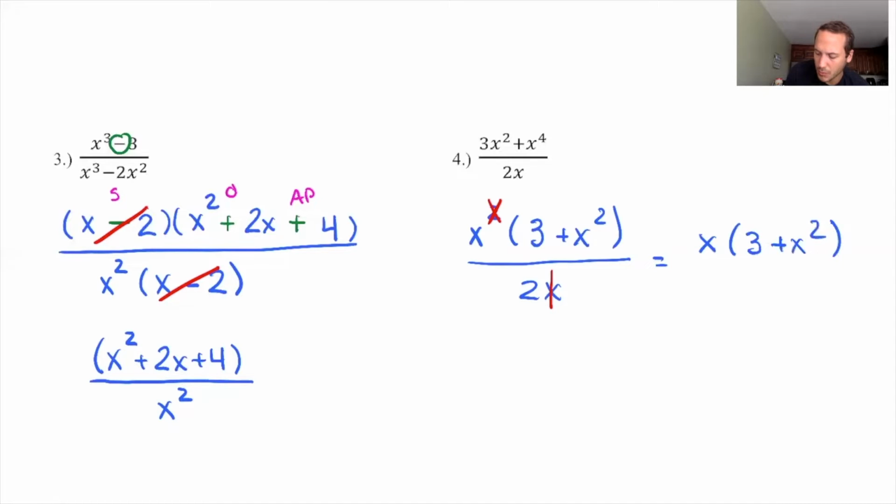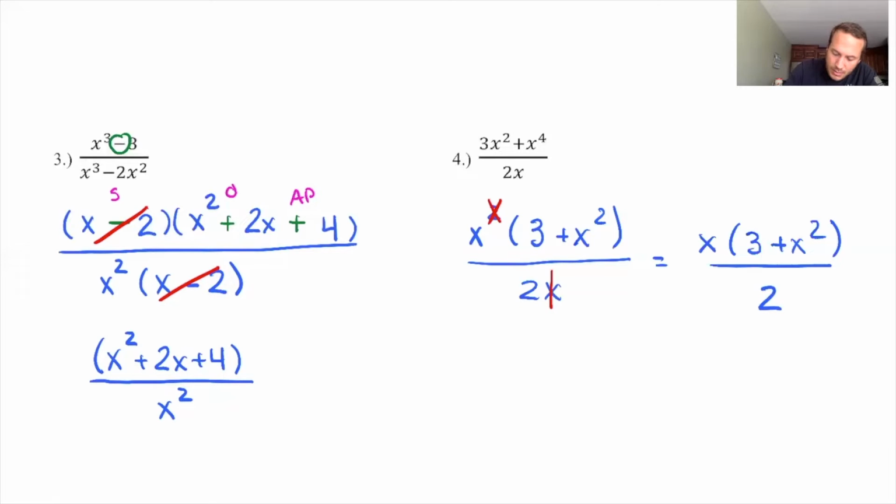Mr. Rivetto, should we rearrange the order? You can, but you don't have to. You know, to me, that's just an extra spot that you could potentially make a mistake rearranging it. Just leave it. No one cares that it's 3 plus x squared instead of x squared plus 3. So just leave it. And the bottom is a 2.